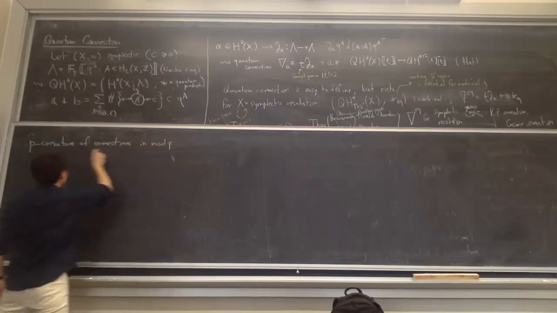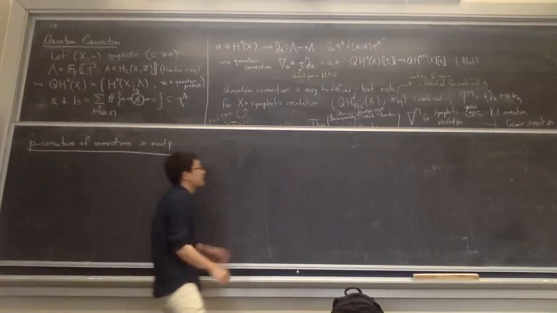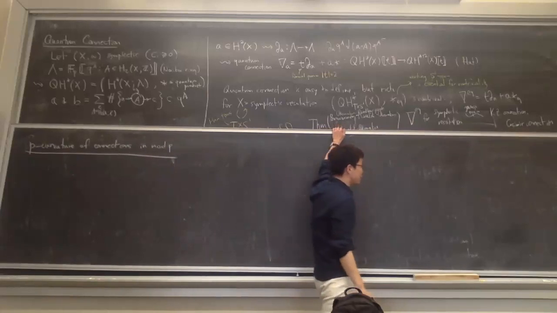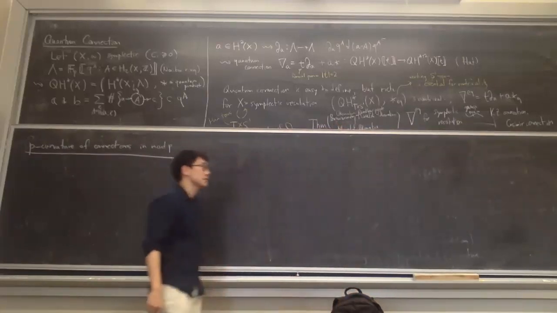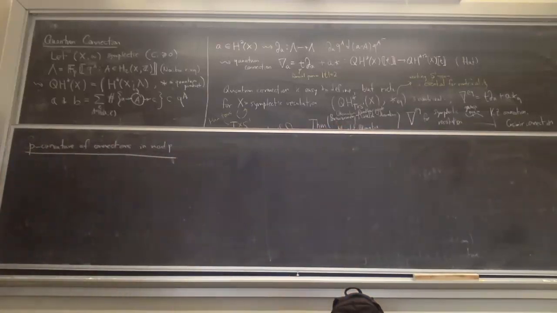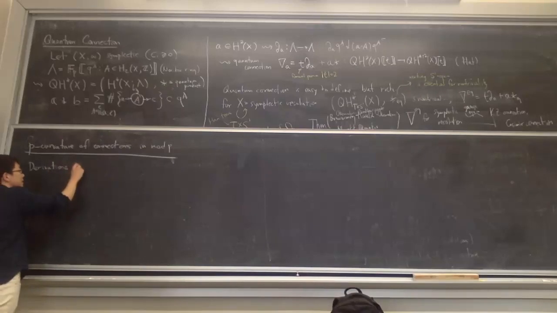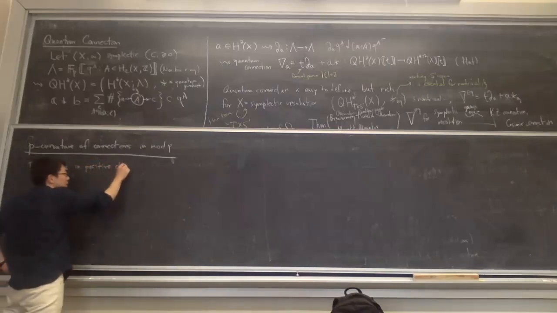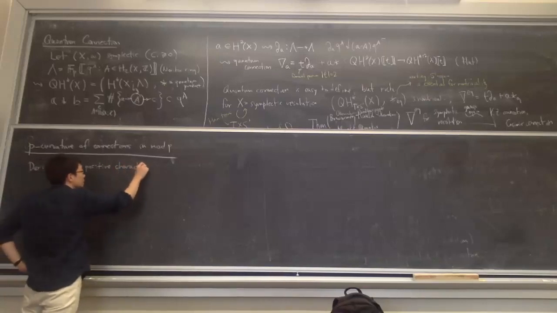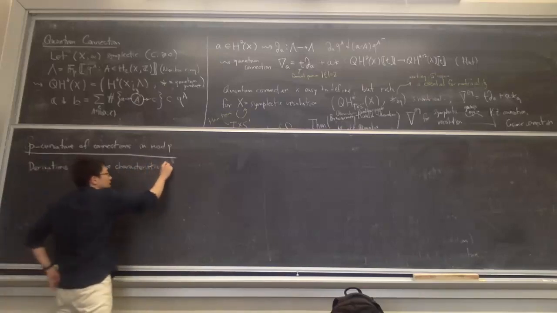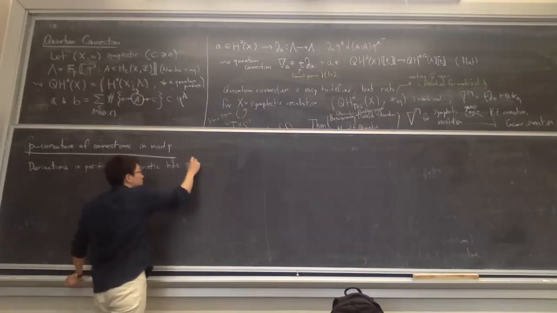And the one that I'm going to care about is the p-curvature of the equivariant quantum connection for conical symplectic resolutions. So what is this p-curvature? The thing to observe here is that derivations in positive characteristic, so this means p equals 0 for some prime p, have a natural pth power operation.